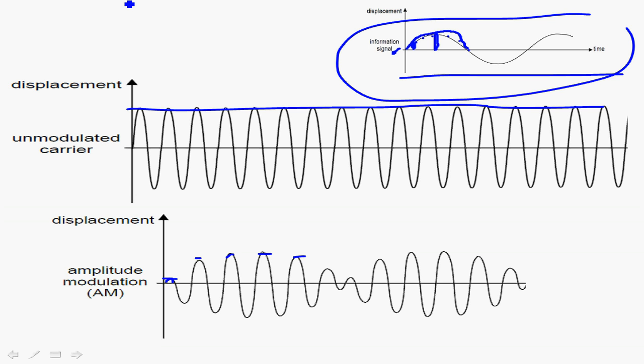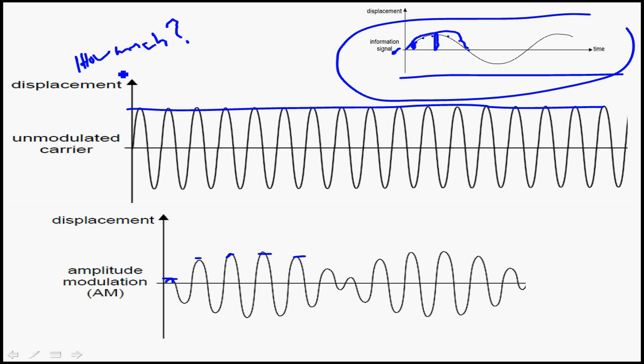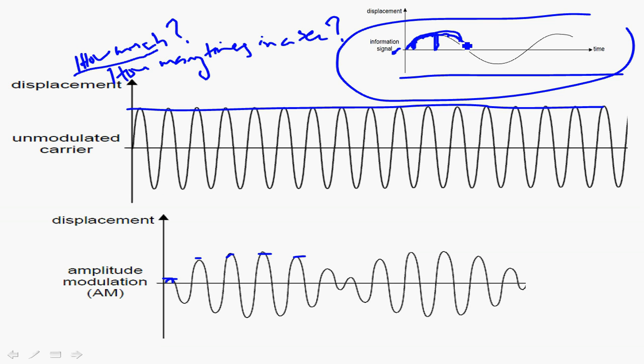So we want to look at two things. If you say change the amplitude, I want to look at how much do I need to change. And the next question is, how many times in a second do I need to change? These two questions are actually answered by the displacement or the information signal itself. So how much to change, whether to increase very large or very small, depends on the displacement.